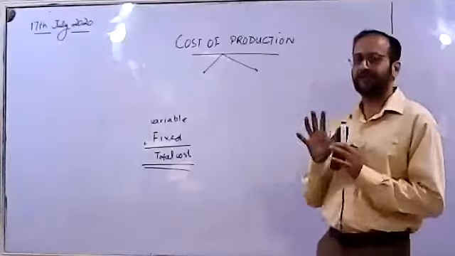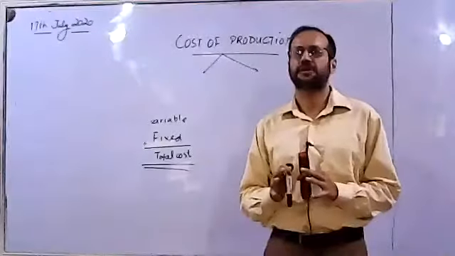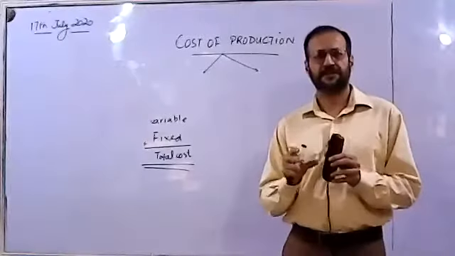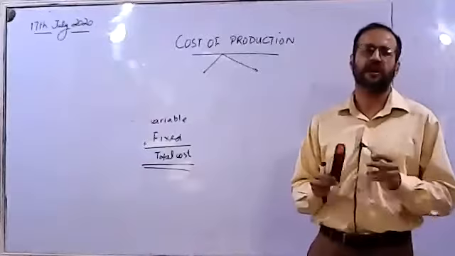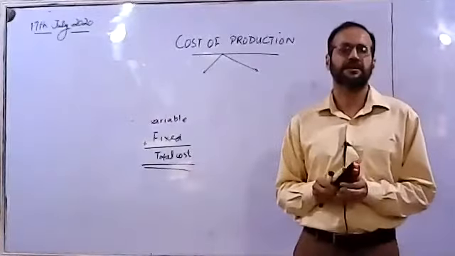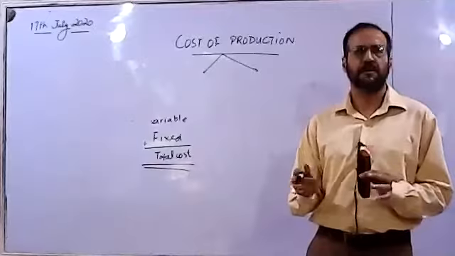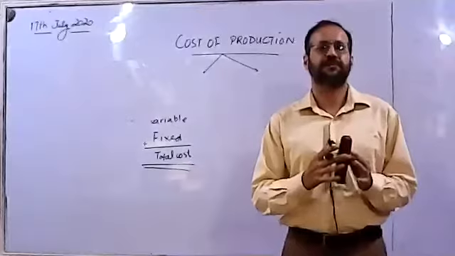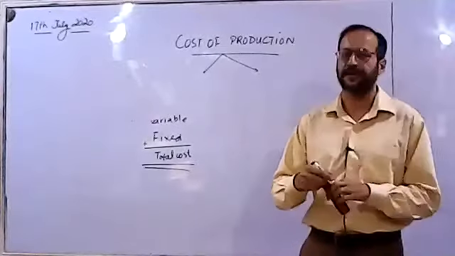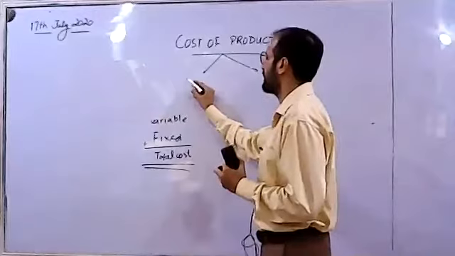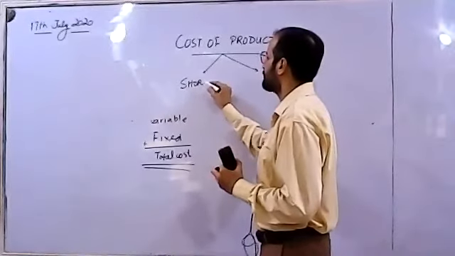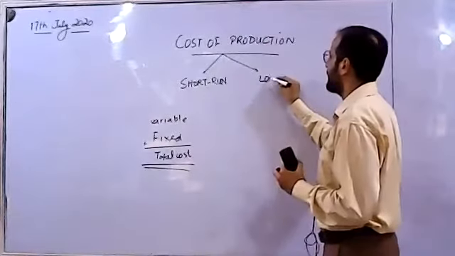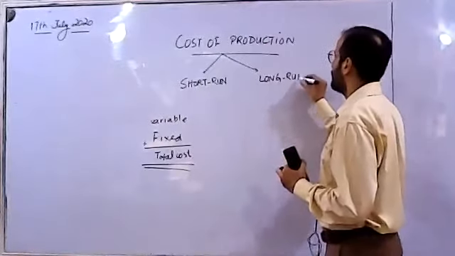Now today we are going to further split cost of production into two classifications. We usually classify that the cost of production could also be categorized in two forms as per its time period. From the time point of view, how could the cost of production be divided? The first type is the short run, and the other one is known as the long run cost of production.